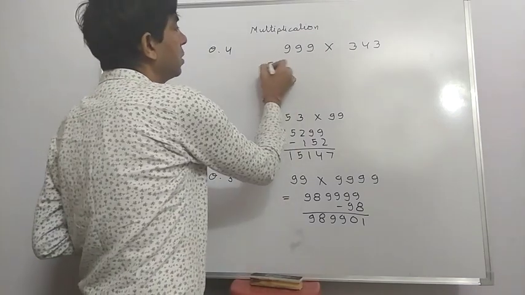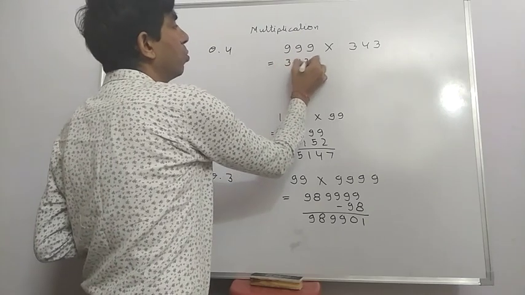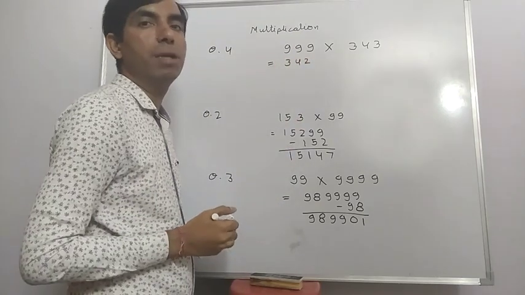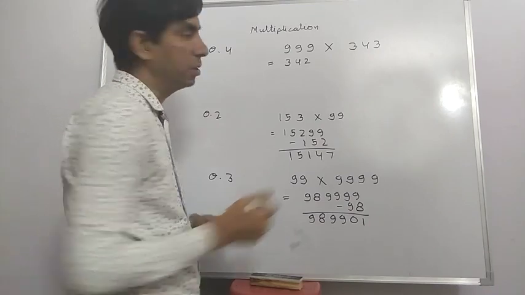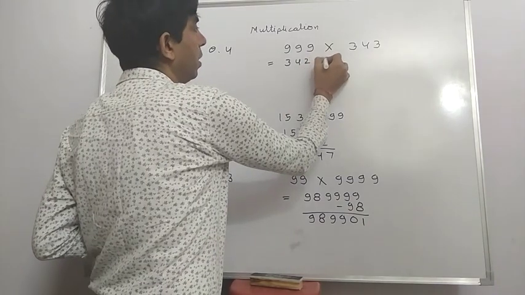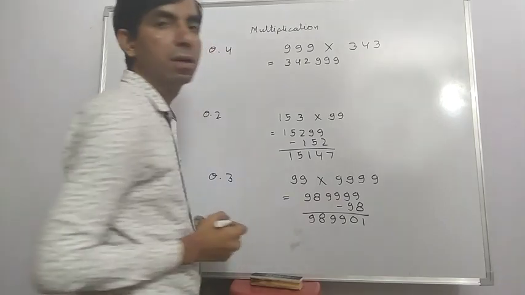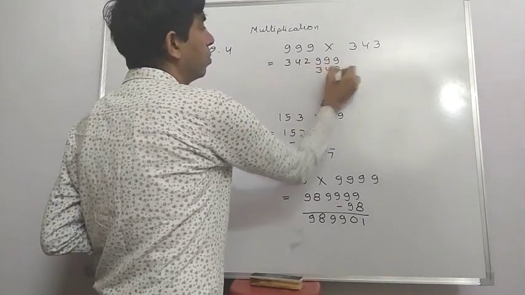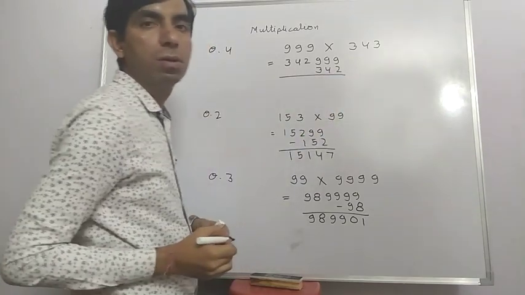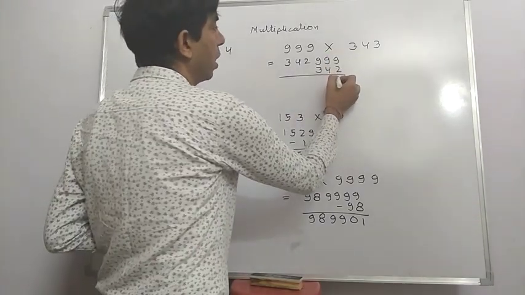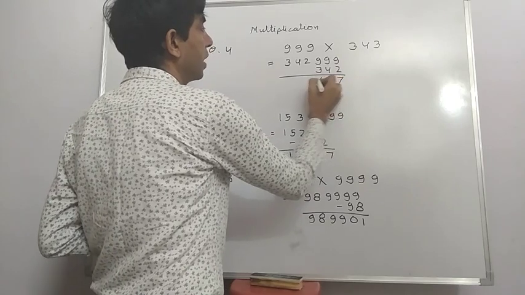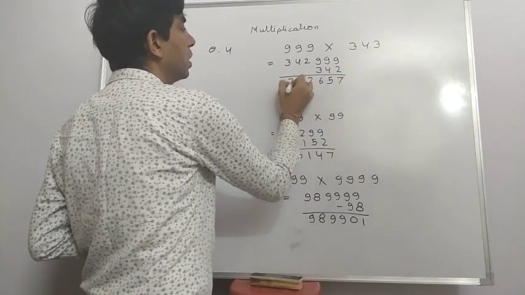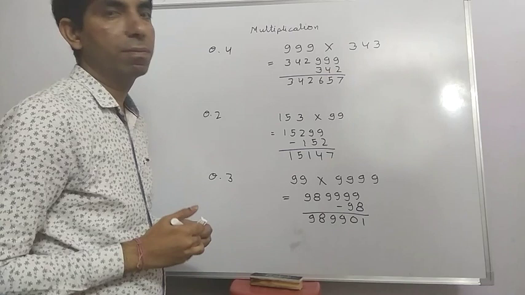So write 342 and write the number made of 999 digits as it is, 999. Then subtract that previous number 342, and we get the answer 342657. It is our solution.